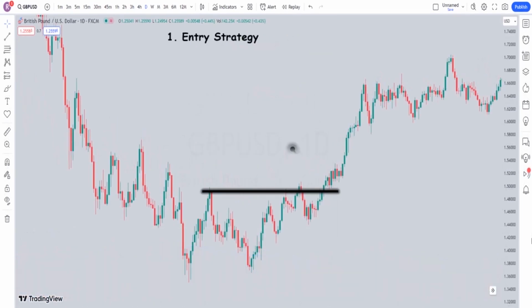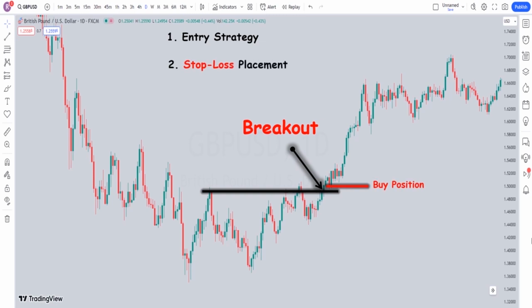One, entry strategy. Two, stop loss placement. Three, take profit level.